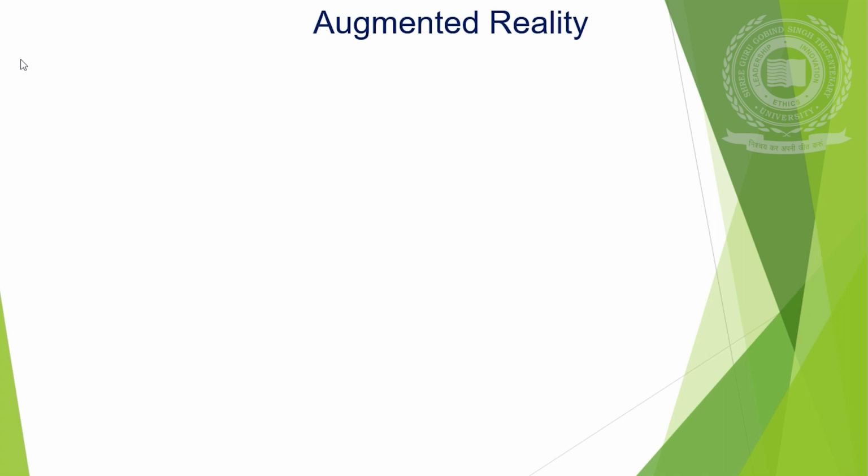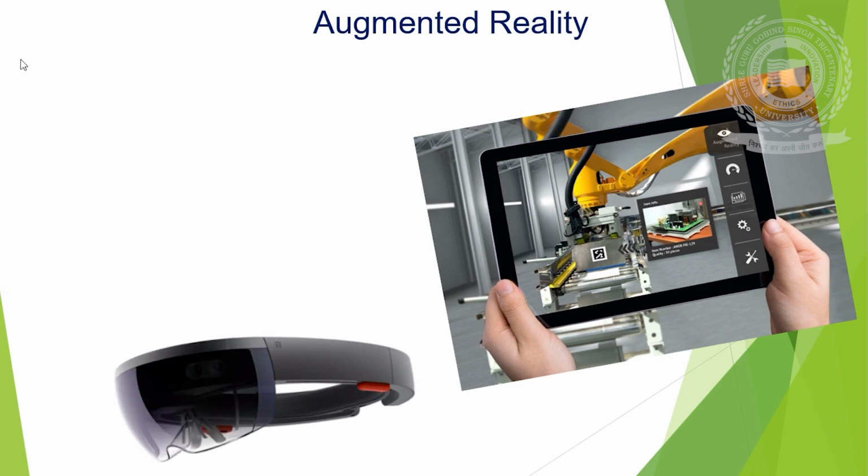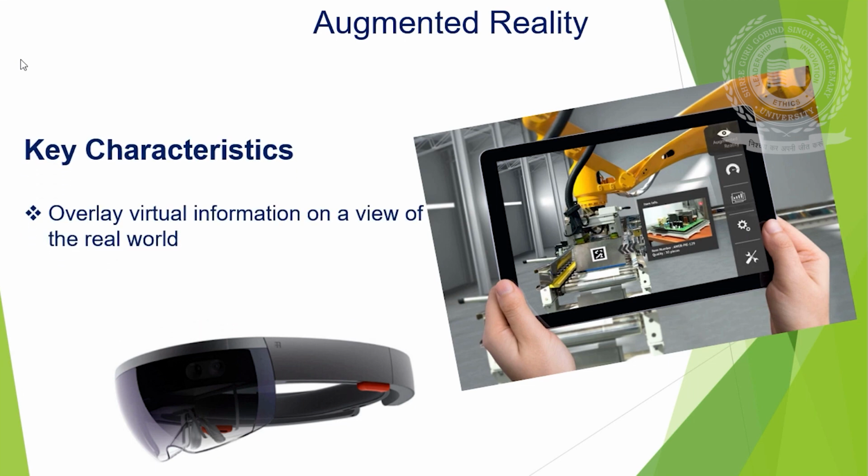Augmented reality is an interactive experience of a real world environment where the objects that reside in the real world are enhanced by computer generated perceptual information, sometimes across multiple sensory modalities including visual, auditory, haptic, somatosensory and olfactory. The main key points are: overlays virtual information on a view of the real world, requires tablets, phones or headsets.